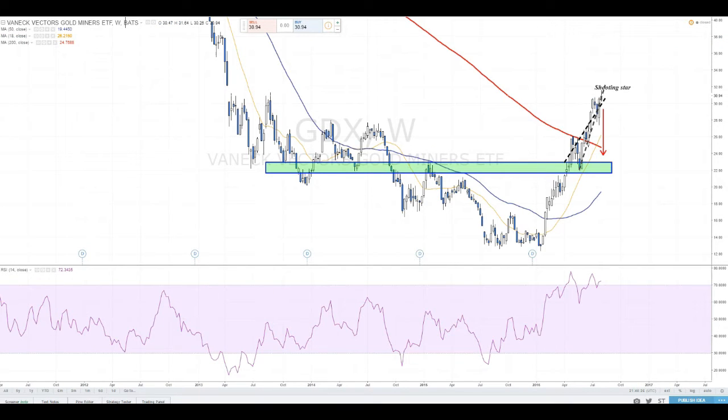GDX is another option to short gold, and it presents a very interesting setup based on the weekly and the daily charts. This setup was posted earlier today on my TradingView page.